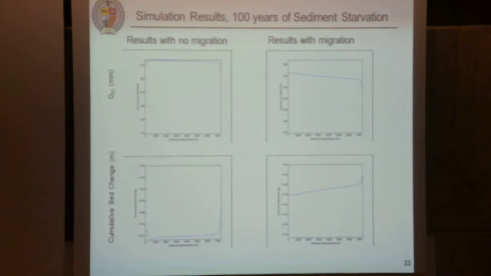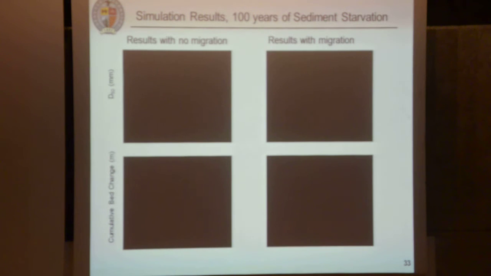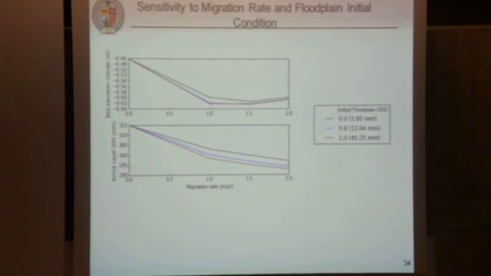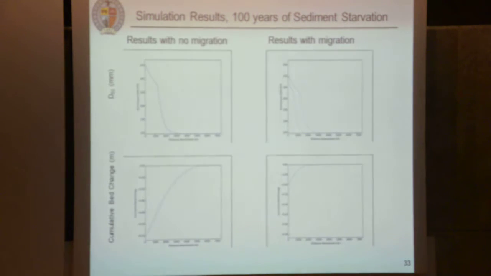There we go. With no migration, the cumulative bed change is about 10, 12 centimeters, and the bed coarsens up really, really fast. When you have migration, I'll do it again. Here we go. The bed still coarsens up, but not by quite as much, and there's a little bit of down channel change there. Let's look at that again.